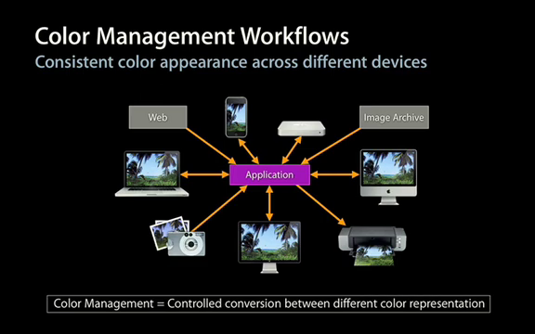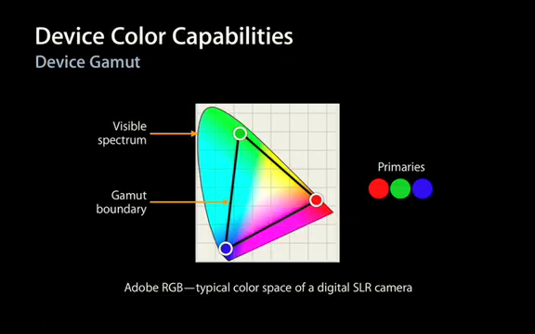So let's take a look at how I can represent different devices in terms of their color capabilities. I'm showing you something very simple in terms of a model of the visible spectrum. This is called, as many of you may know, a chromaticity diagram that shows the visible spectrum.